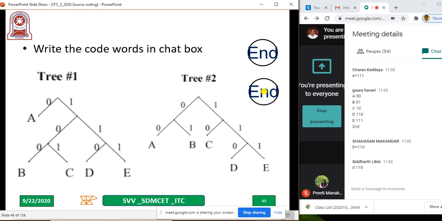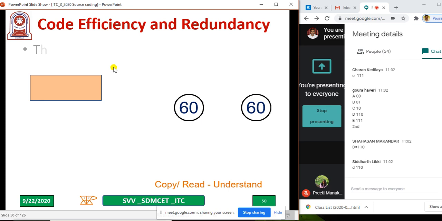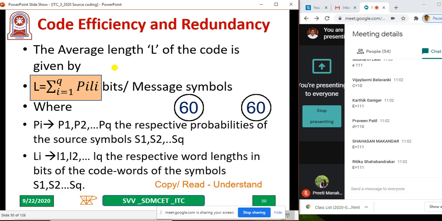So let us go to the next. Siddharth, D 110, I hope all of you understood. So code efficiency, how do you find it? The average length L of the code is given by L equal to summation of PI into LI bits per message symbol, where PI is P1, P2, P3 up to PQ and LI is L1, L2 up to LQ. Just copy this down because we use these equations when solving problems.